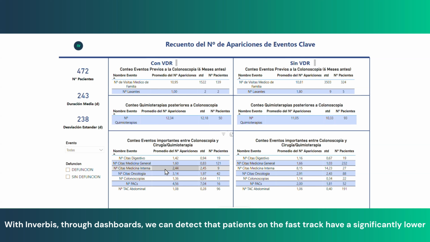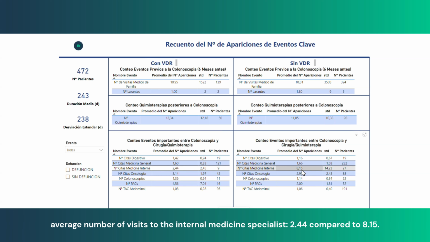With Inverbis, through dashboards, we can detect that patients on the fast track have a significantly lower average number of visits to the internal medicine specialist, 2.44 compared to 8.15.